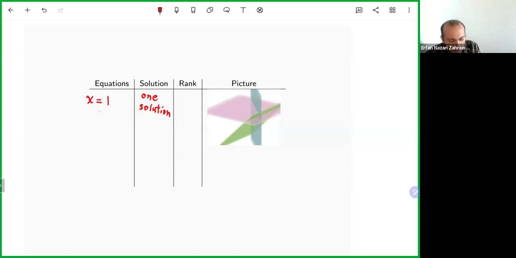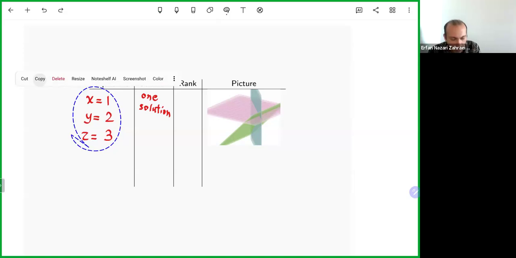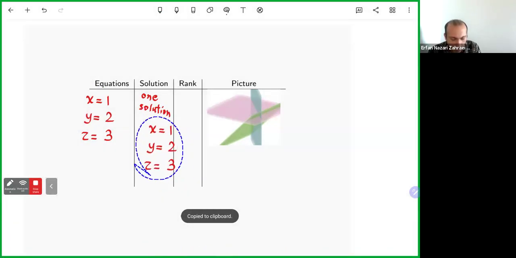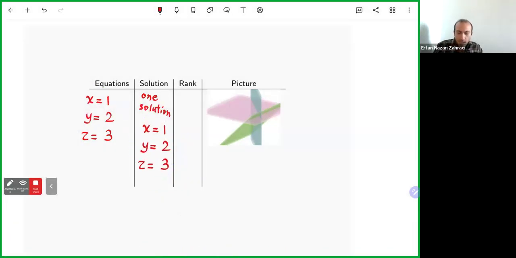Let's say x equals 1, y equals 2, z equals 3. That's a system of equations, and its solution is the same. It's x equals 1, y equals 2, and z equals 3. And it has only one unique solution.